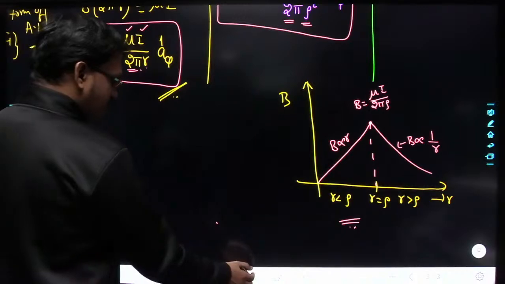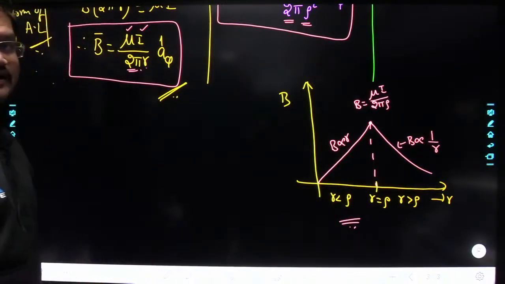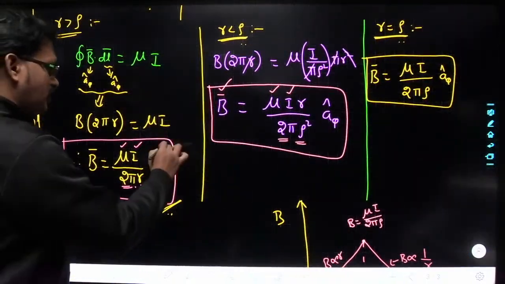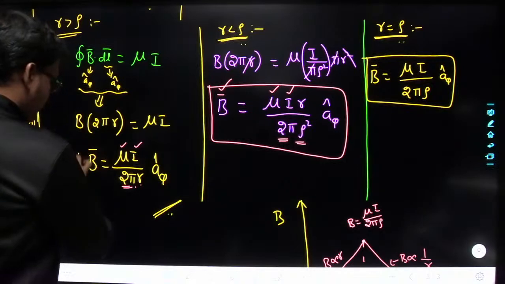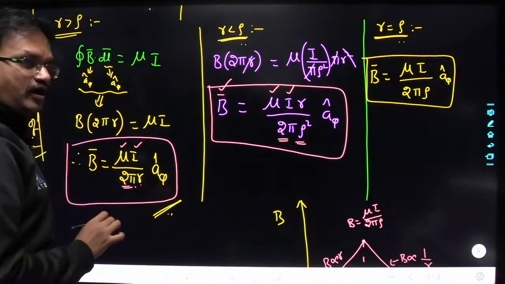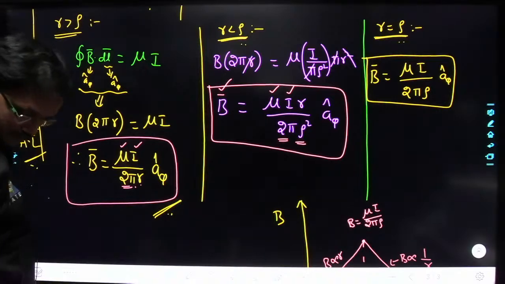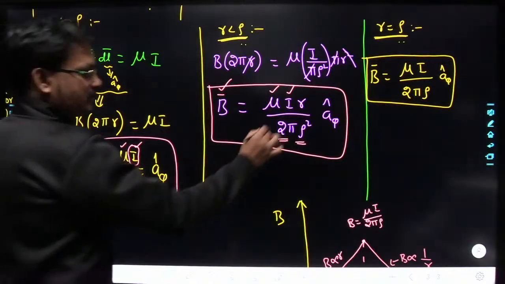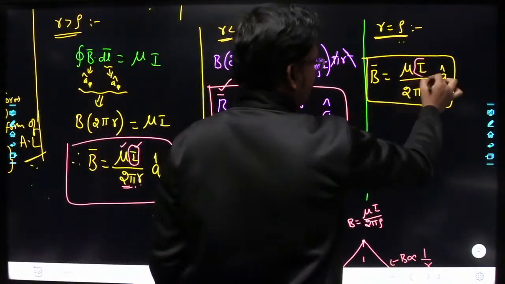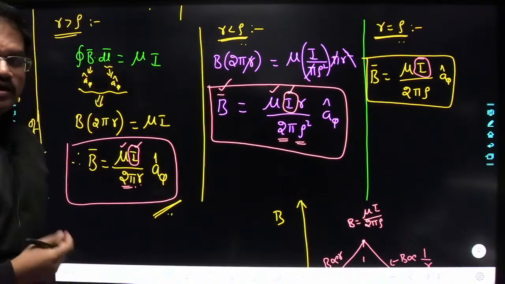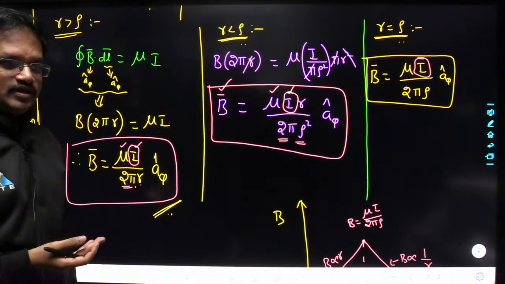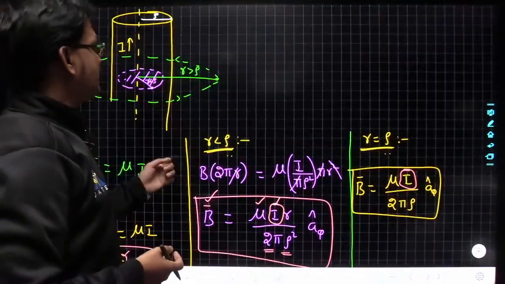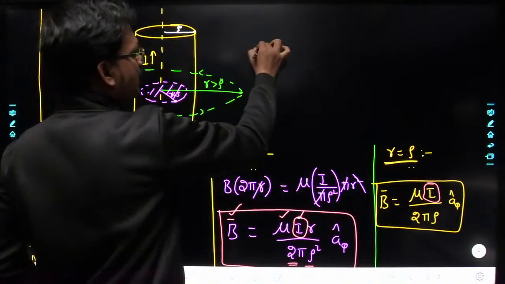Now we try to represent the expressions in terms of current density. Here we have represented the expressions in terms of I. Now we try to represent the expressions for B field in terms of current density. So what is current density here? J is equal to I by A.